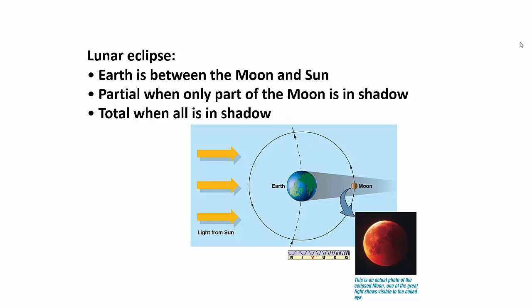You can't see the moon anymore because it's caught in the shadow. Okay? Partial eclipse means it's partially caught in the shadow, and total eclipse means it's totally in the shadow and you can't see it anymore.